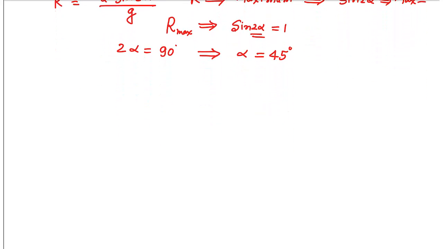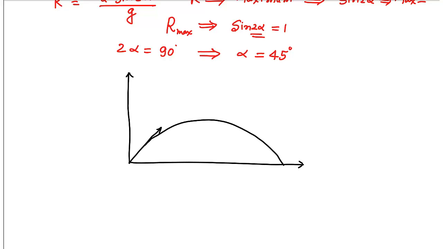So if you want to maximize the range, so let's say this is the projectile, and if you want to maximize the range, in that case you have to throw this projectile at an angle of 45 degree. If you throw at any lesser angle, it will not go up to this distance. It will basically fall somewhere here. So if you want to maximize for a given velocity, you have to throw at an angle of 45 degree.